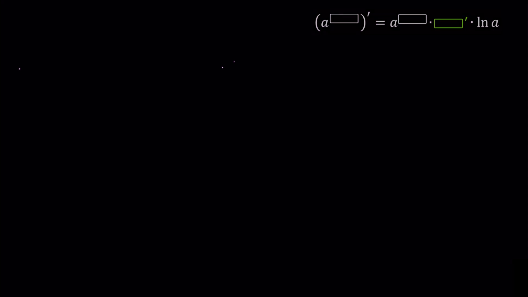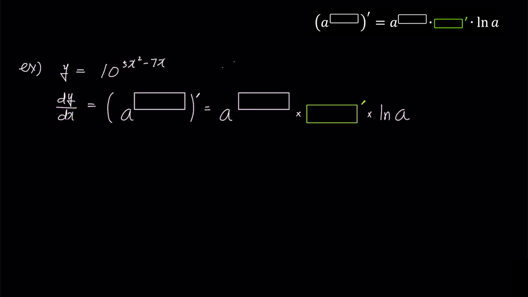Shall we get started? The first example is y equals 10 to the power of 5x squared minus 7x. To find dy over dx, let's apply the differentiation formula we learned earlier. Since the base value in the problem is 10, the value of a in this formula should also be 10. Let's substitute a with 10 in the formula. The last value will be ln 10.